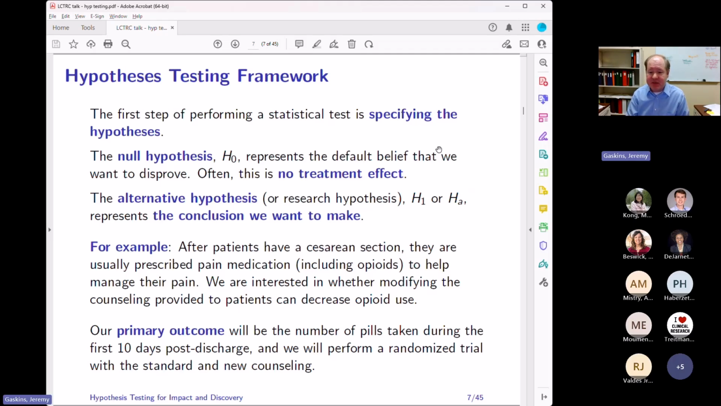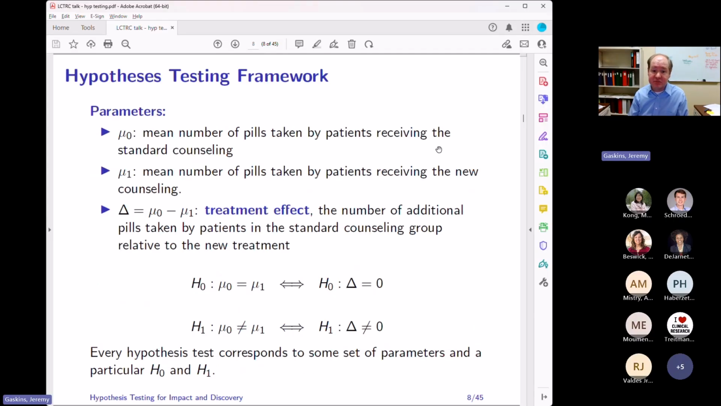And this was set up in a randomized trial setting. Half of the patients received the standard drug counseling, and then the other half received some new counseling that they had developed. So again, if I want to first specify my hypotheses, what I need to think about is what are the parameters that I'm interested in. And there's three parameters here that we can talk about.